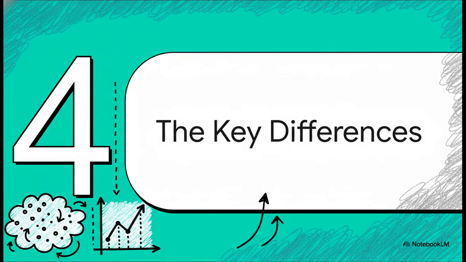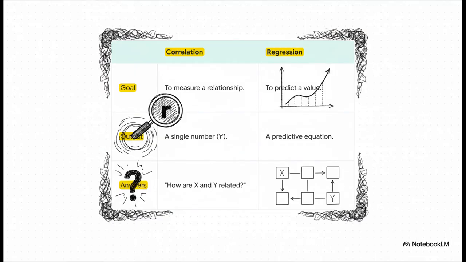All right, let's put these two powerful tools side by side to really hammer home the key differences between them. So let's break it down. What's the goal? For correlation, it's just to measure a relationship. For regression, it's to predict something. What do you get at the end? With correlation, you just get one number, R. With regression, you get a whole predictive equation. And most importantly, they answer totally different questions. Correlation asks, how are these things related? But regression asks the much more powerful question, if I change this, how much will that change? See the difference? It's a huge leap from just describing something to actually predicting it.